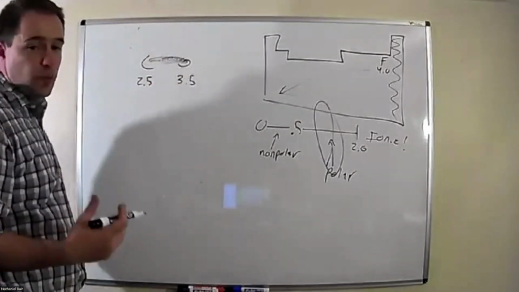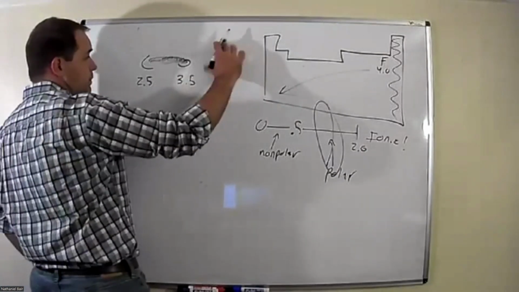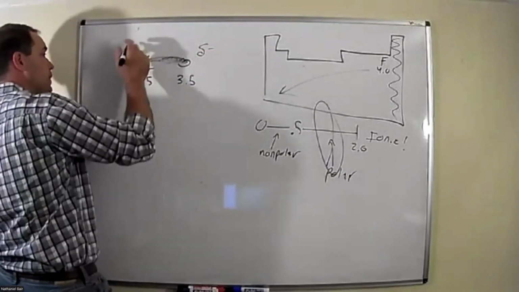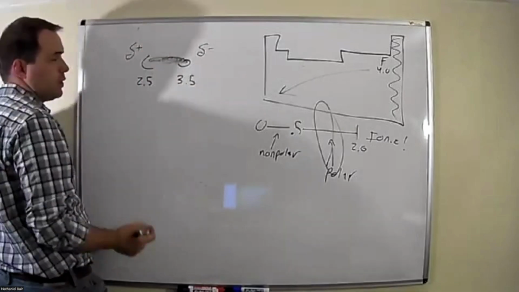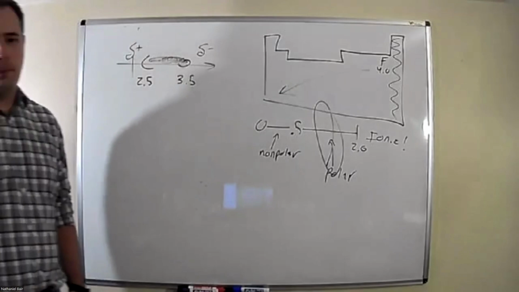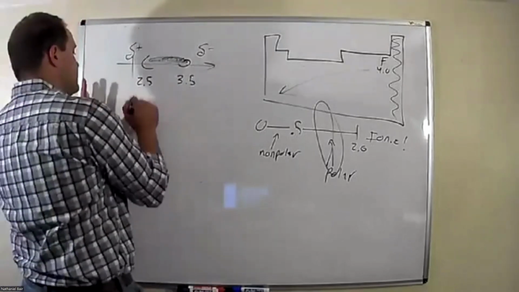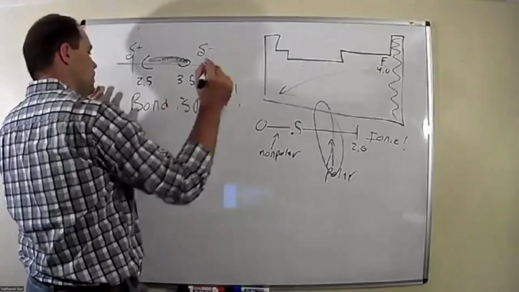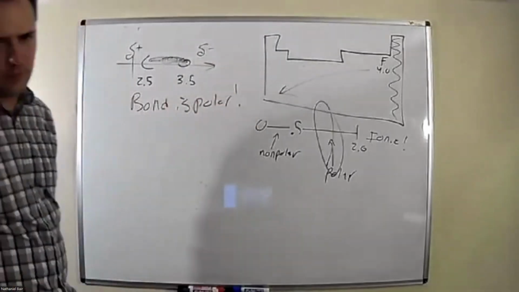And what is that going to do? Well, that's going to cause the oxygen end of this molecule to build up a slightly negative charge, and the carbon end of this molecule is going to build up a slightly positive charge. Remember, we can represent that with a dipole moment arrow as well. So this bond is polar. It's a very polar bond.